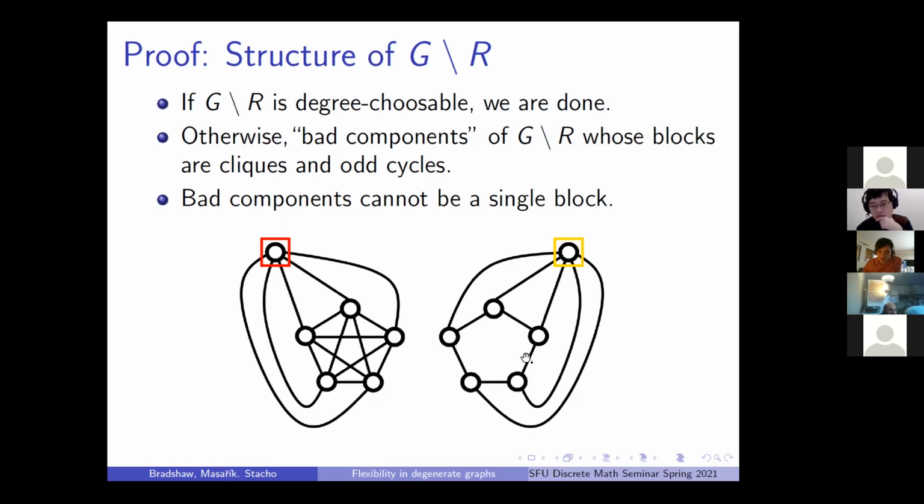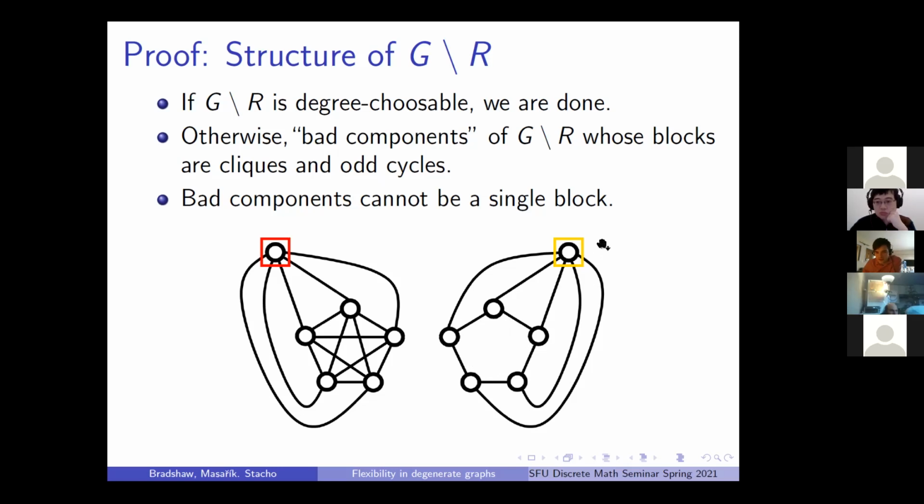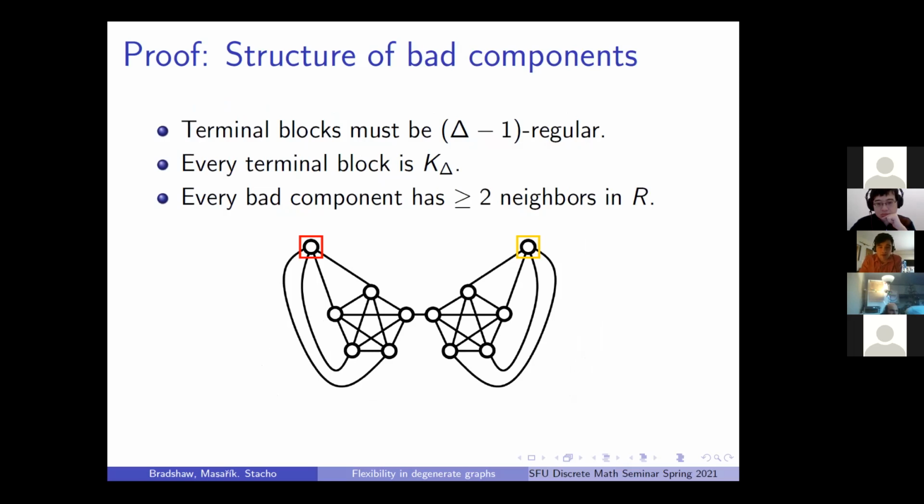Also, if we have just a single odd cycle as a component of G minus R, what we can show is that in this case, we must have delta equals 3. But if we assume that this isn't a clique, then it must be of length at least 5. And then we must have a single neighbor in R. We can show that it has a neighbor in all of these vertices, but then this guy would have too big of a degree, because we have to assume that delta equals 3, but this guy is degree 5. So the long story short is that we can rule out the case that a bad component is a single two connected block.